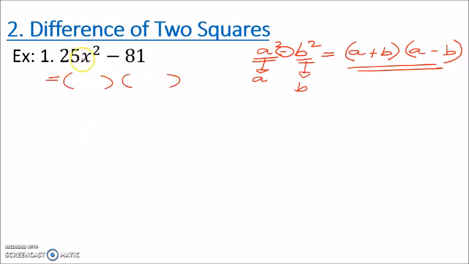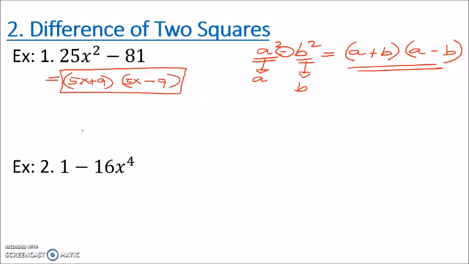So, we have square root of 25x squared, that's 5x. Yung isa plus, and then dito yung 5x na isa, and then minus yan dyan. Square root of 81 is 9. So, 9 dito, and then 9. So, eto na yung factored form niya. Ang dali lang, di ba?